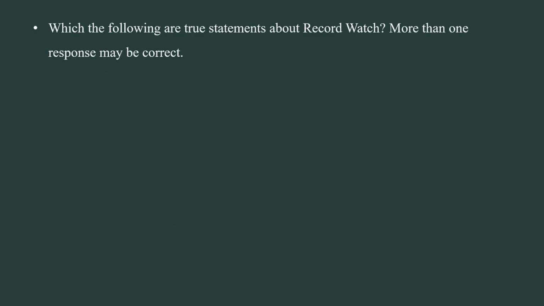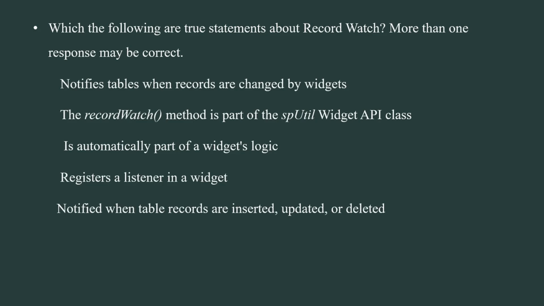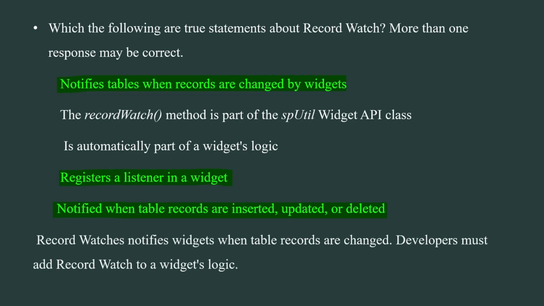Which of the following are true statements about record watch? More than one response may be correct. Notifies tables when records are changed by widgets. The record watch method is part of the SPUtil widget API class. It is automatically part of a widget's logic. Registers a listener in a widget, notified when table records are inserted, updated, or deleted. The true statements are: registers a listener in a widget, notified when table records are inserted, updated, or deleted.